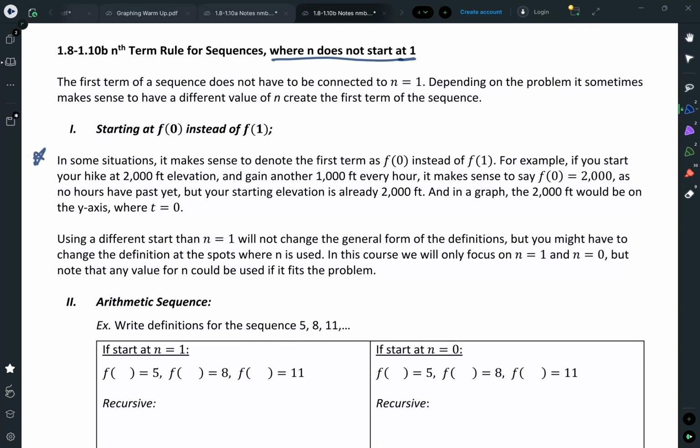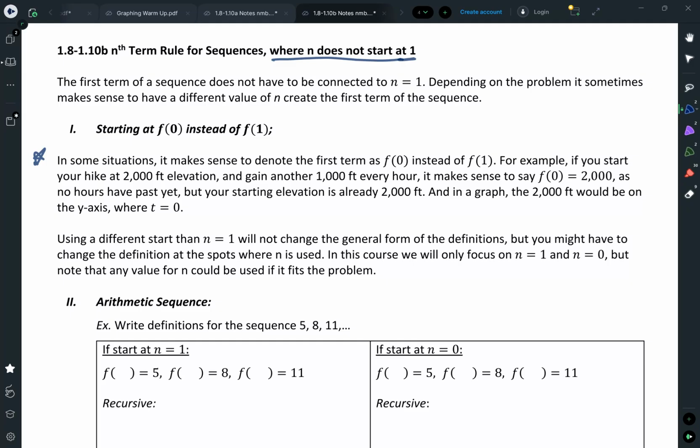In some situations, it makes sense to denote the first term as f of 0 instead of f of 1. For example, if you start your hike at 2,000 feet elevation and gain another 1,000 feet every hour, it makes sense to say f of 0 equals 2,000, as no hours have passed yet, but your starting elevation is already 2,000 feet. And in a graph, the 2,000 feet would be on the y-axis where t equals 0.